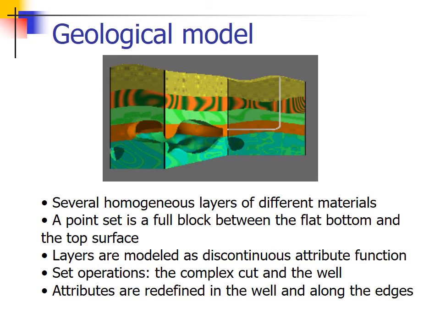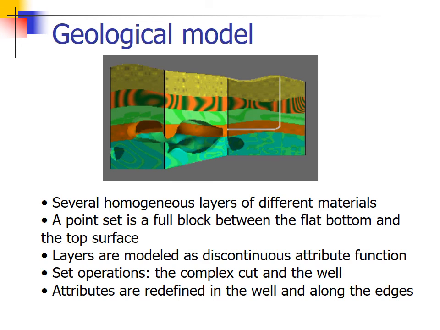A more complex example of using constructive texturing is a geological model. The model was modeled using HyperFun. The model contains several homogeneous layers of different materials. A point set is a full block between the flat bottom and the top surface. Layers are modeled as discontinuous attribute functions.